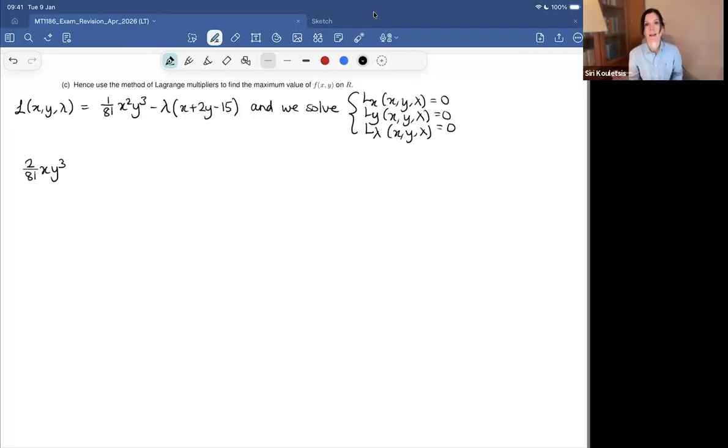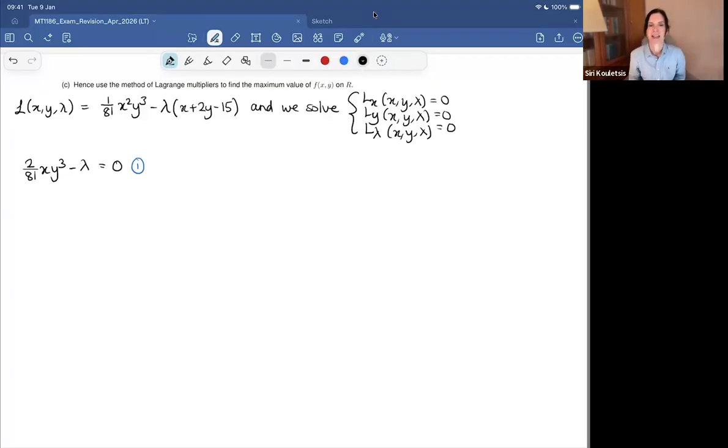Y cubed, remember, y is treated as a constant, so that stays there. And what do we have left here involving x? Well, we only have minus lambda times x. And so differentiated with respect to lambda, that's minus lambda. And that's the first equation in our system.